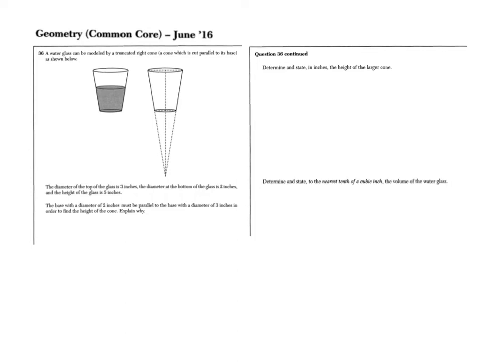This question is from the Geometry Regents, June 2016. It is question number 36. They are giving you a picture of a water glass and showing you that it could come from a cone. They also give you specific measurements of the cone.